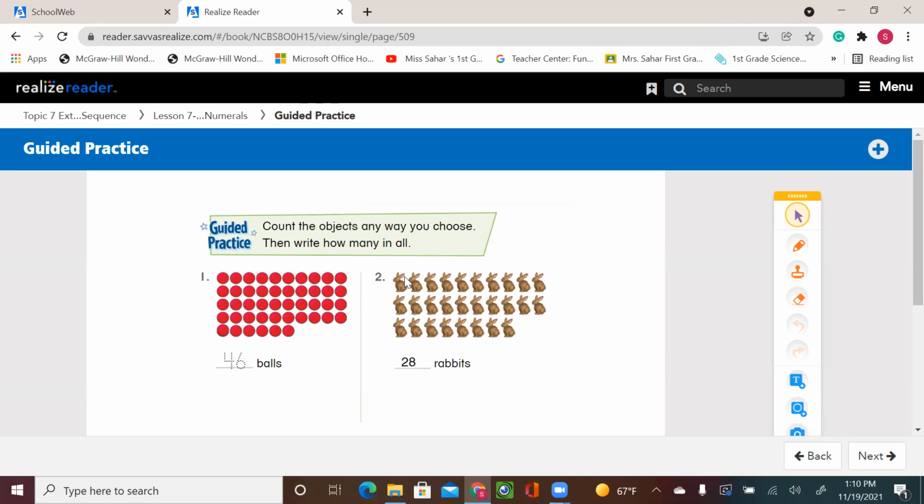Or we can count each rabbit. So 1, 2, 3, 4, 5, 6, 7, 8, 9, 10. After 10, 11, 12, 13, 14, 15, 16, 17, 18, 19, 20, and then 21, 22, 23, 24, 25, 26, 27, 28. So if I count by 10 or I count by ones, my answer was the same.